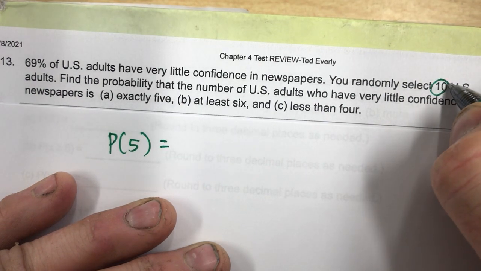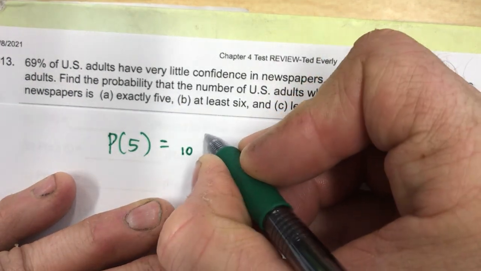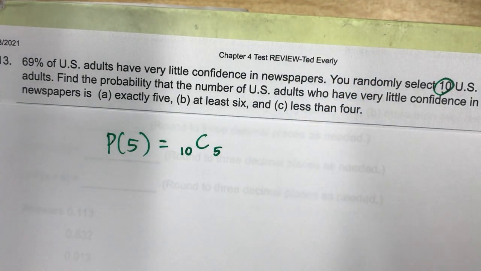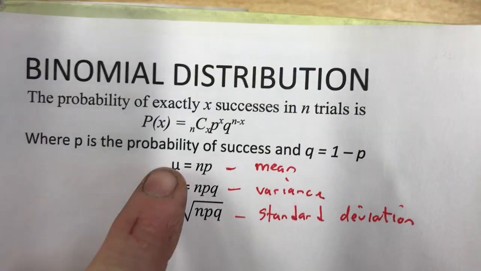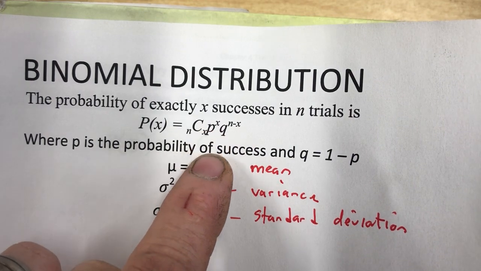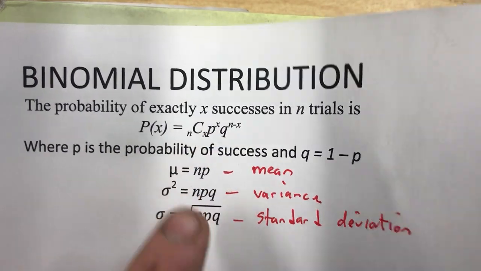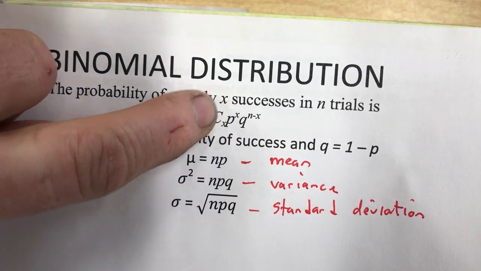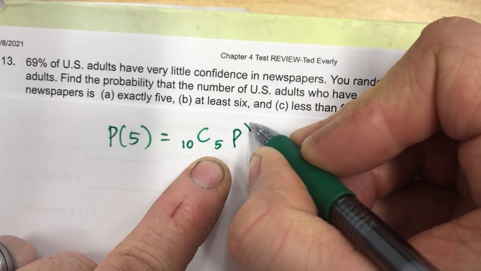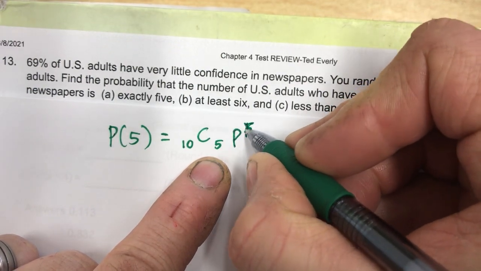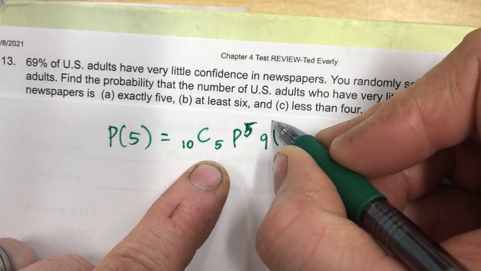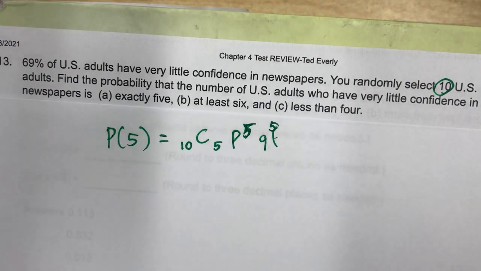Now, if you remember, there are 10 adults here, so there's going to be 10C5. This is my formula right here. I'm going to do 10C5 times p to the x power, and then q to the n minus x power, where this number here and that number there are both x. So see the number 5 here? This is going to be p to the 5, and then q to the 10 minus 5, which is also 5.